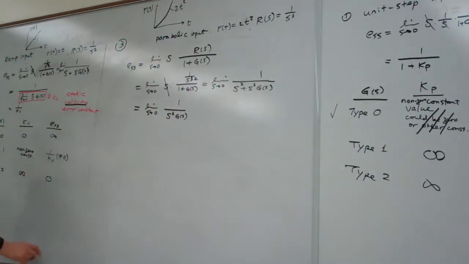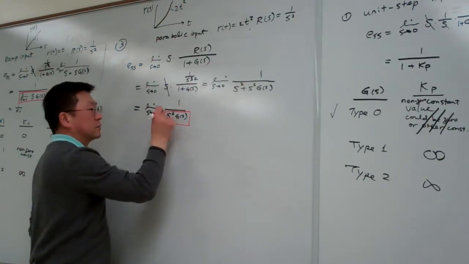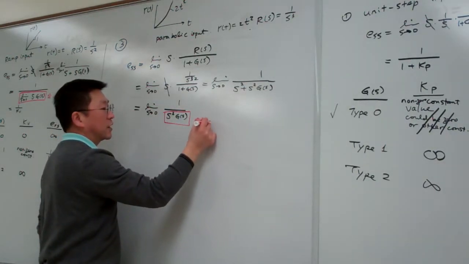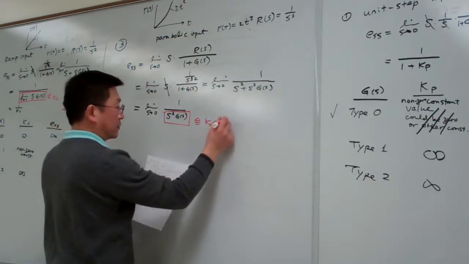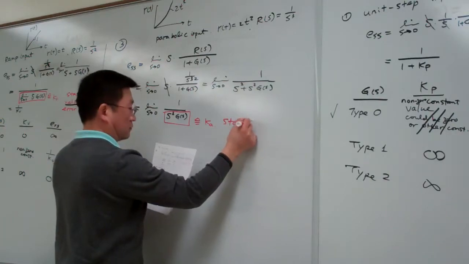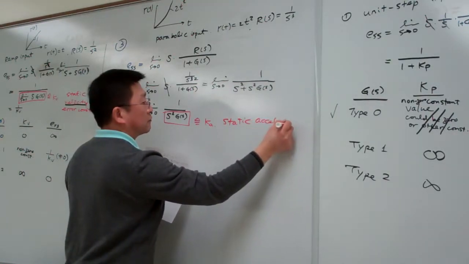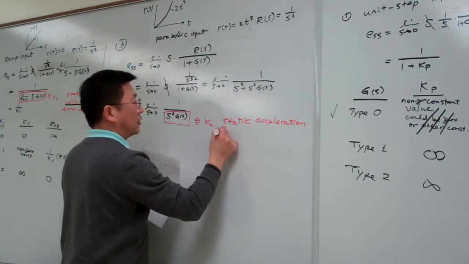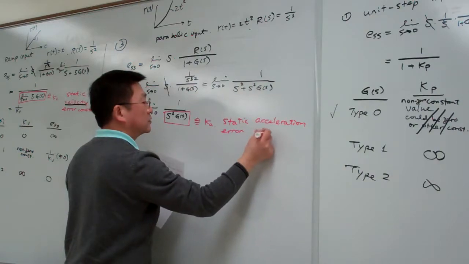And again, from here you can guess, we have another definition. This one is defined as the Ka, let's call it the static acceleration error constant.